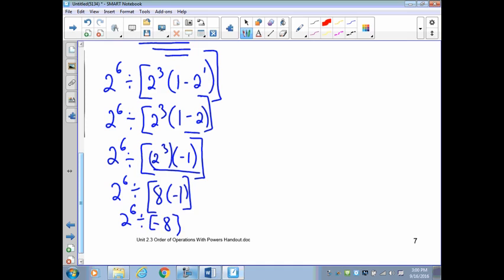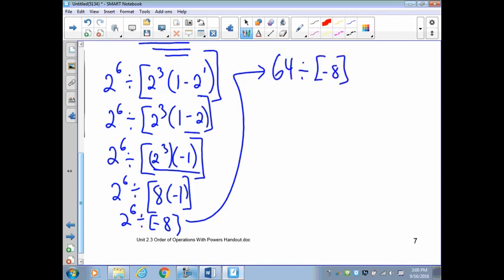So our next step, and I'm going to move over here, and if you get into a problem on your page and you run out of room or whatever, you can just do an arrow over and continue. So 2 to the 6 is next, and that's 2 multiplied by itself 6 times. That is 64. Divided by, and we have our bracket, negative 8 here. And 64 divided by 8 is 8. And a positive divided by a negative is a negative. So your final answer is negative 8.